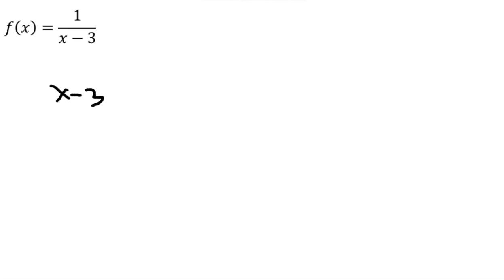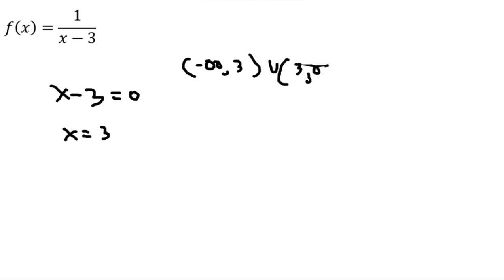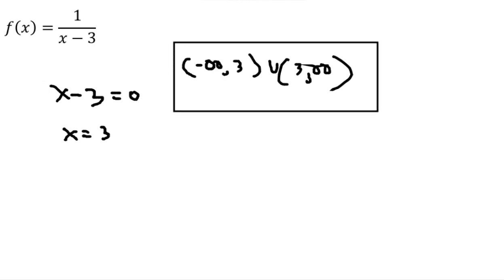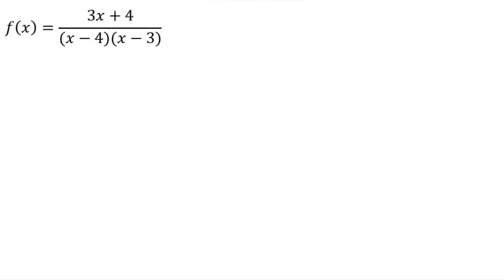Now let's try this one. Let's find the domain here. So we got x minus 3 is equal to 0. Let's find the critical number first. That's going to be 3. And if we're going to write it, that's going to be negative infinity to 3, union 3 to infinity. Now let's try one more problem. Okay, let's try this one.